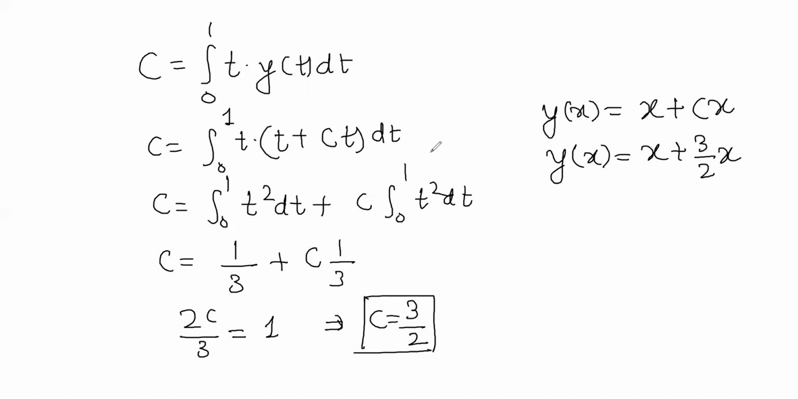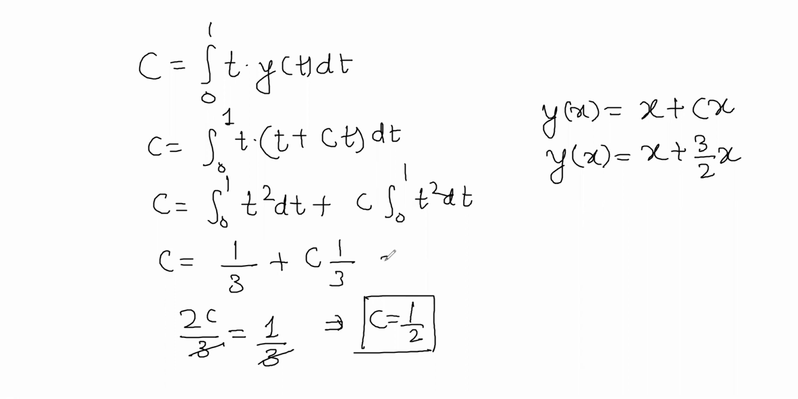Oh, okay. Yeah, here we made a mistake while solving. It was 1 upon 3. Okay, it was 1 upon 3. So this 3 and 3 will get cancelled. C will be half, not 3 by 2. This is where we went wrong.